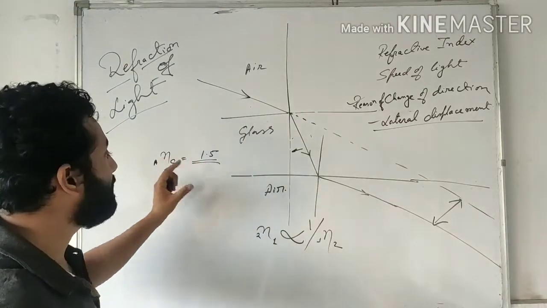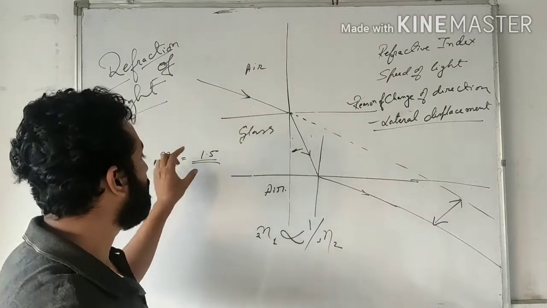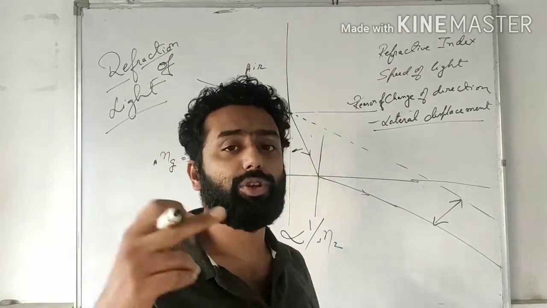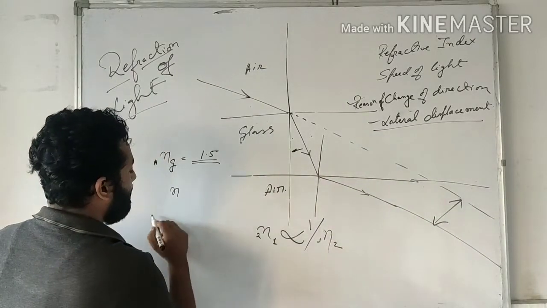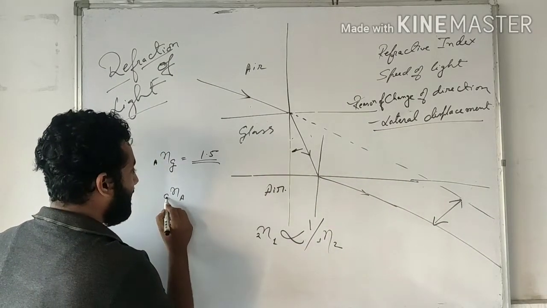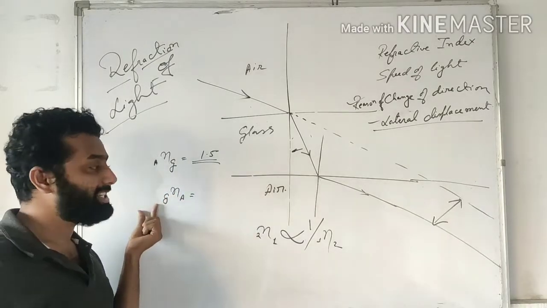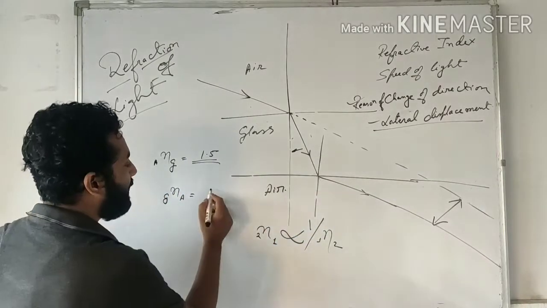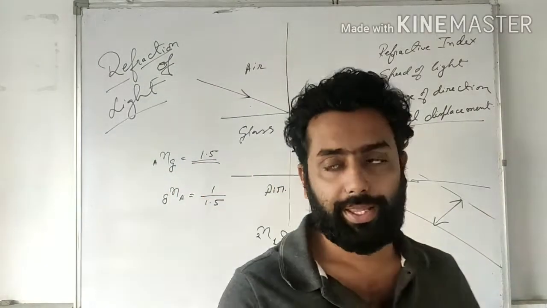If we are talking about the refractive index of glass, and since the ray is coming from air, we will say refractive index of glass with respect to air. So, if we change it to the refractive index of air with respect to glass, in our second case, it will be 1 by 1.5. That is inversely proportional to each other.